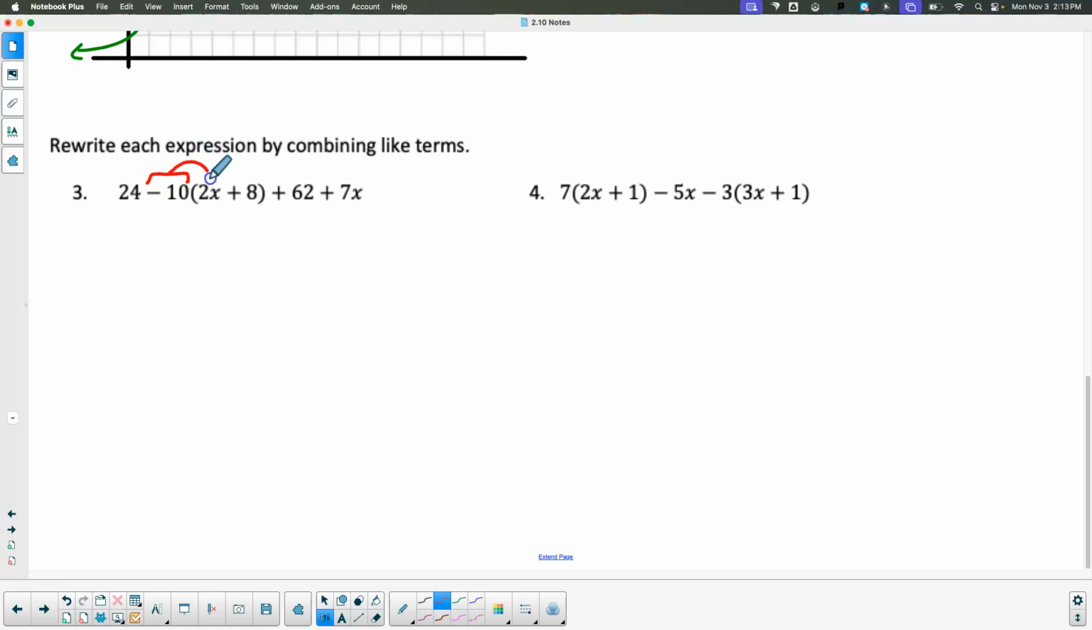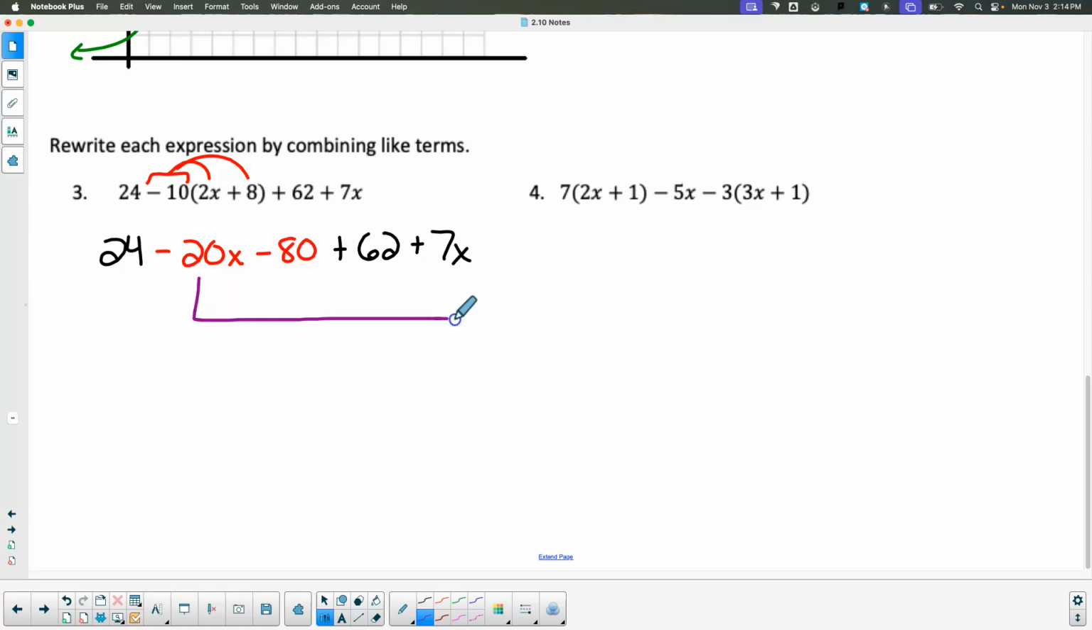Gonna distribute in this negative 10. So then that's going to be 24 minus 20x minus 80 plus 62 plus 7x. Then you've got to combine like terms. So I got an x term there and an x term there. Those two combine to be negative 13x. I've got a number term here, here, and there. 24 plus 62 is 86. Minus 80 is just 6. So I get negative 13x plus 6 on the simplification.